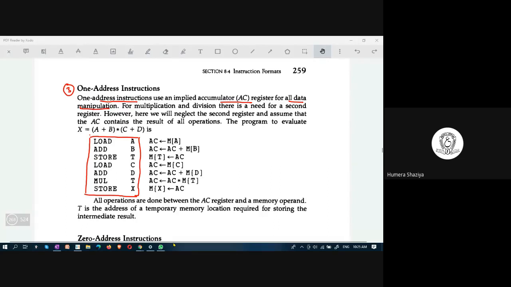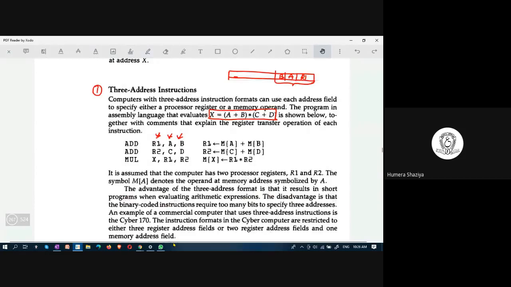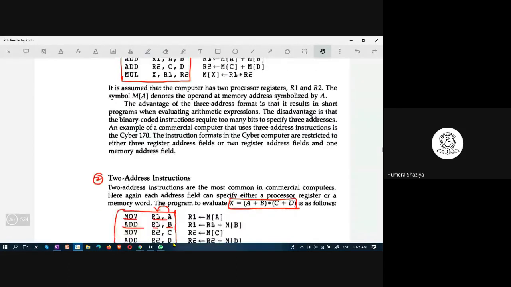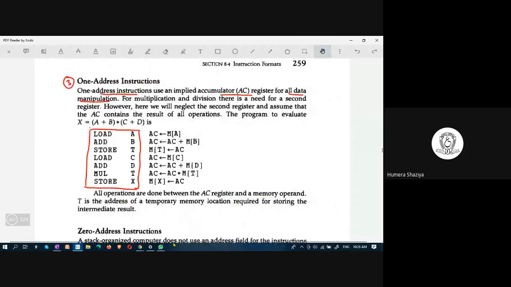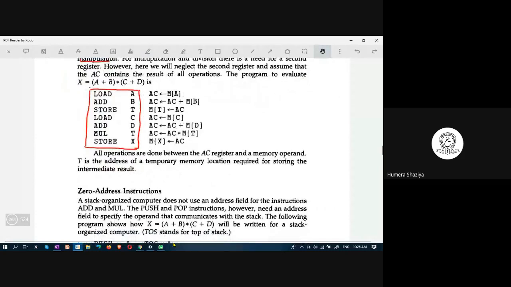You understand one address instruction? Yes, ma'am. Can you differentiate between one address and two address? In this, you see there are two addresses. After the operation, you find two addresses, and in three address instruction, after the operation, you find three addresses. So you have got three address instruction, two address instruction, one address instruction. Can you tell me zero address instruction? It uses a stack. Already we covered this.